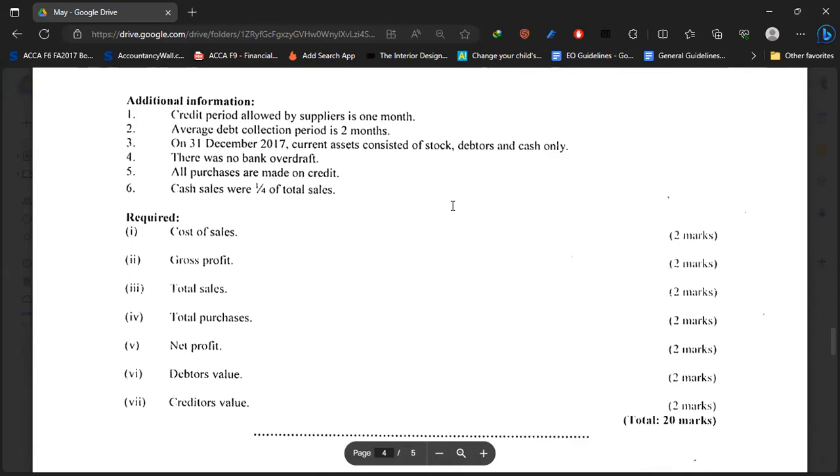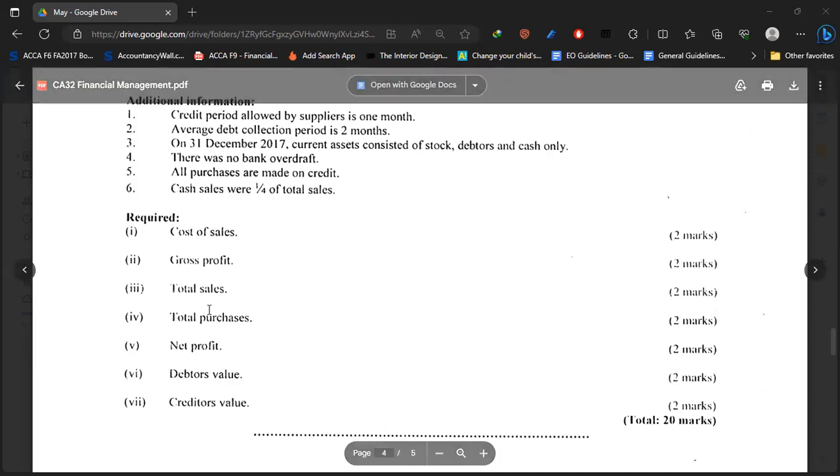Additional information. Number 1, credit period allowed by suppliers is 1 month. Average debt collection period is 2 months. On 31st December 2017, current assets consisted of stock, debtors, and cash only. There was no bank overdraft. All purchases are made on credit. Cash sales were 1/4 of total sales. Calculate cost of sales, gross profit, total sales, total purchases, net profit, debtors value, creditors value. Thank you so much.